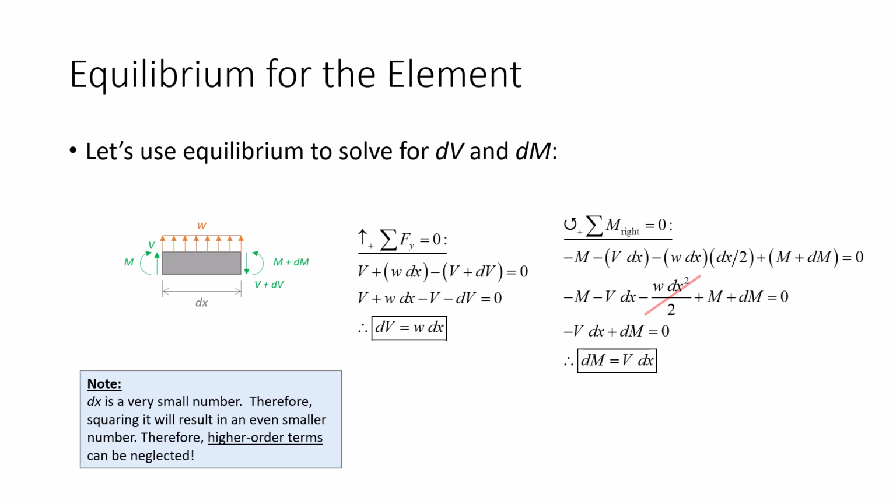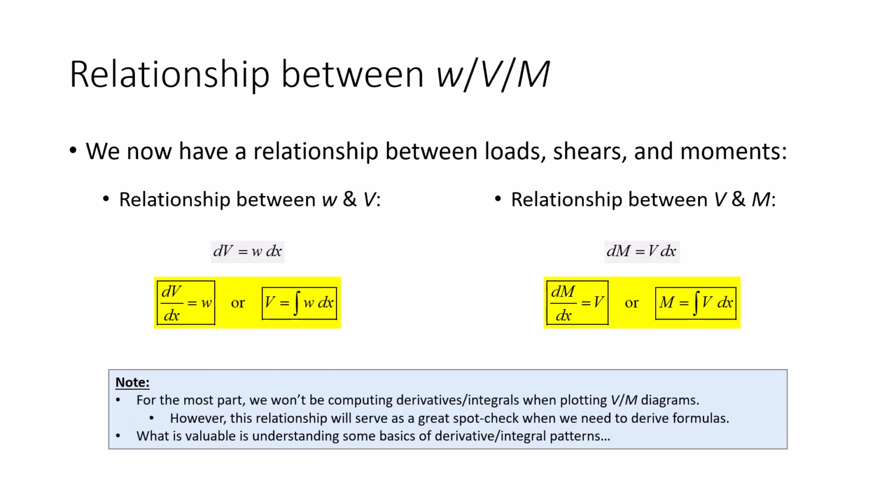Now, what this should look like to you is basic calculus relationships. And I can rearrange those a little bit and get this. So I propose that if I have, let's say, the moment diagram, and I differentiate that, I get the shear diagram. If I take the shear diagram and differentiate that, I get the original loads on the structure.